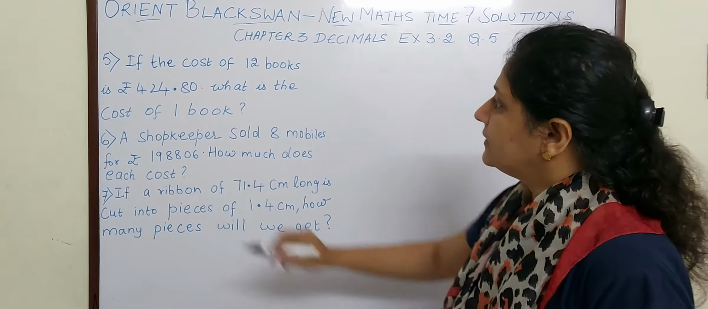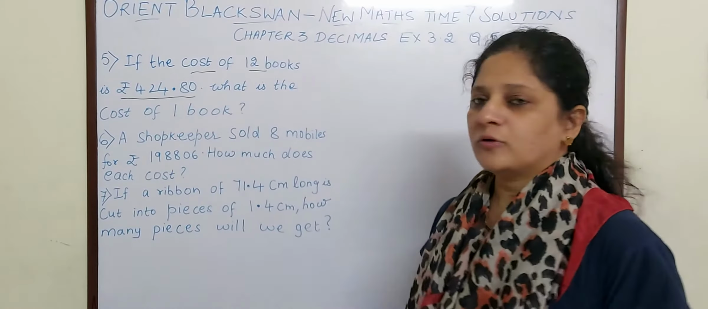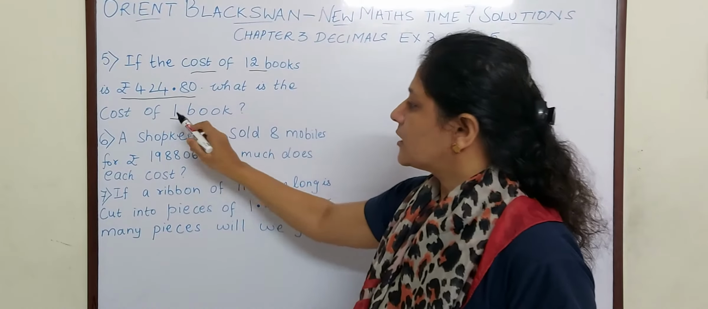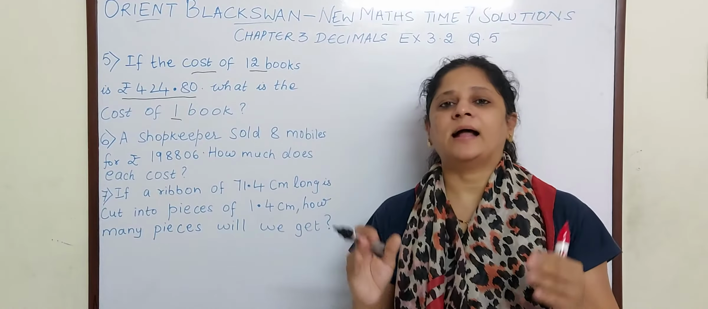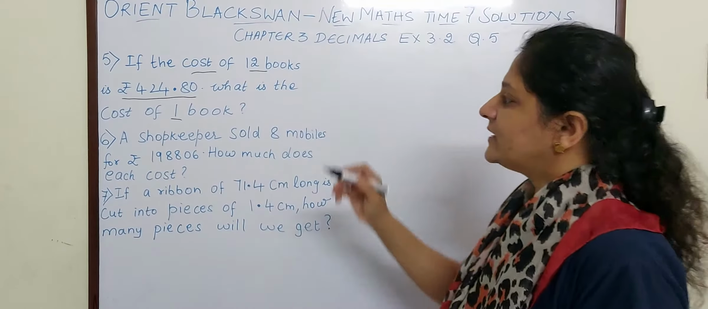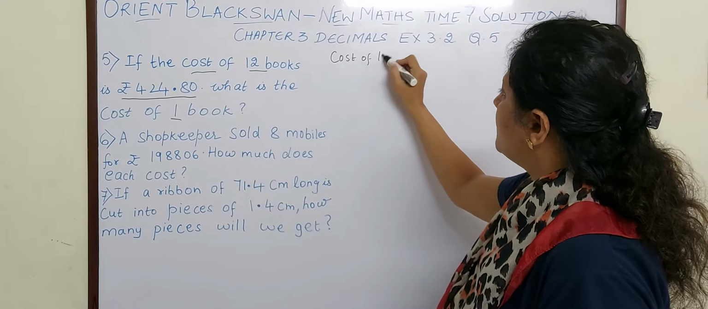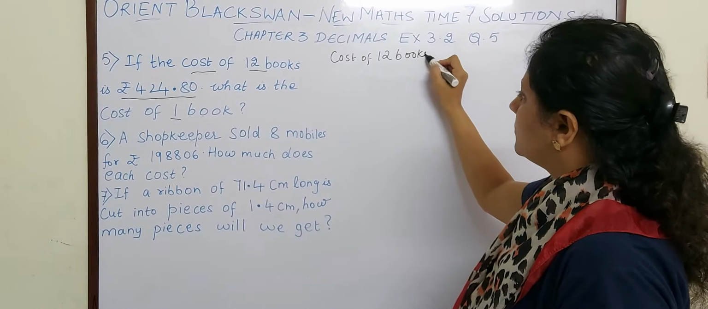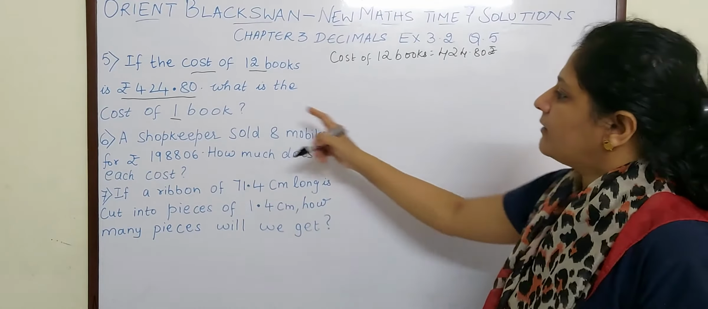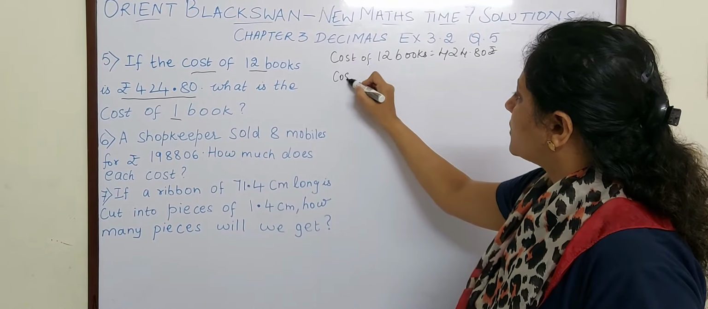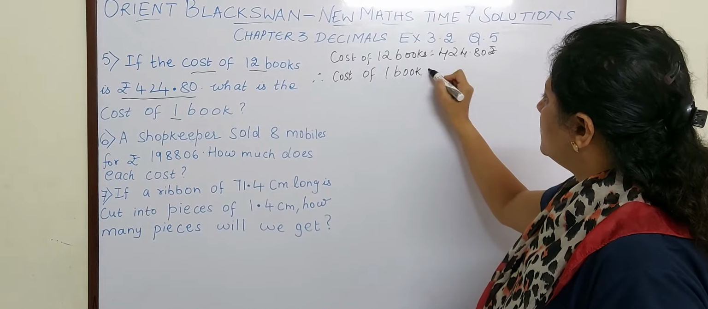Let us start. If the cost of 12 books is 424 rupees 80 paise, what is the cost of one book? Here the information for many is given and they have asked for one book. So it is a case of division. So we can write cost of 12 books equal to 424.80 rupees. What is the cost of one book? Therefore, cost of one book is equal to how much?